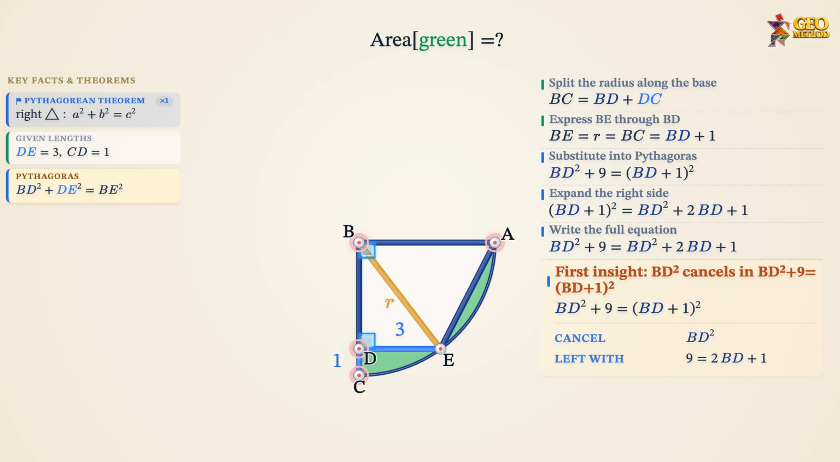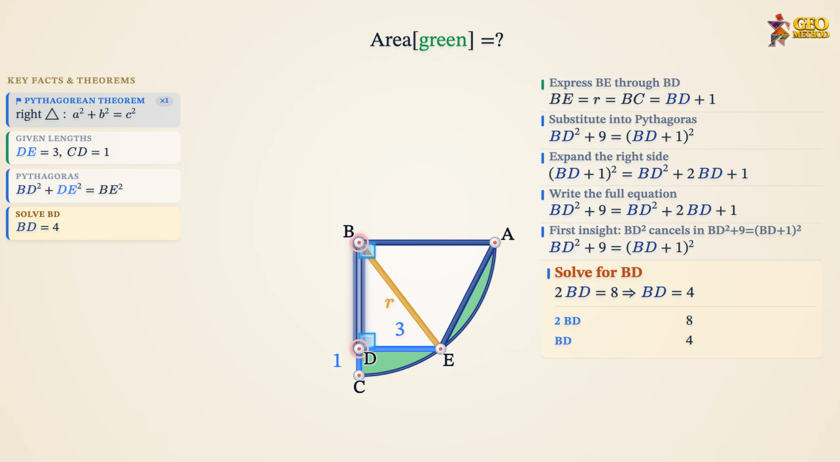Aha! The same BD squared term appears on both sides because the hypotenuse is only 1 unit longer than BD. The matching squared terms cancel, leaving a linear equation instead of a quadratic one. Move the 1 across, so 2 BD equals 8, and divide by 2 to get BD equals 4. The base leg is finally nailed down.